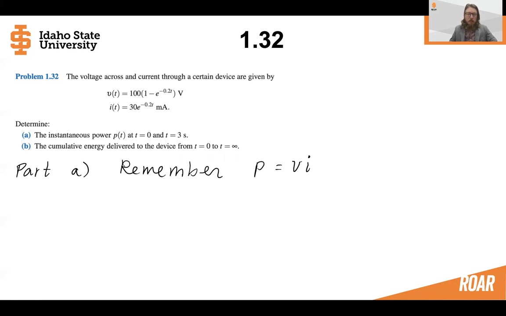So for part A, let's remember that P equals VI. And this is an equation that you can find in your textbook. And let's take a look. What do we have? Well, we do have an equation V of t, and an equation I of t. So we can create an expression for power as a function of time. So power as a function of time is going to be the voltage as a function of time multiplied by the current as a function of time.